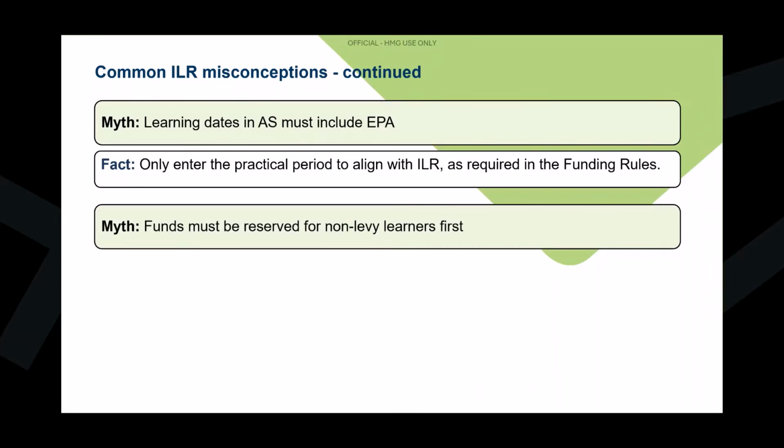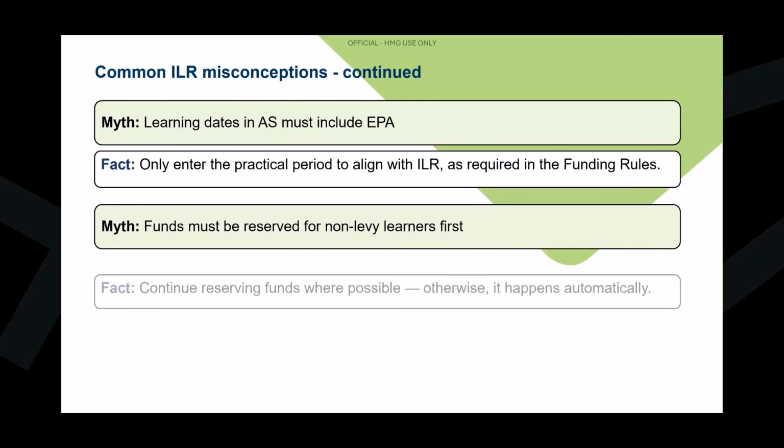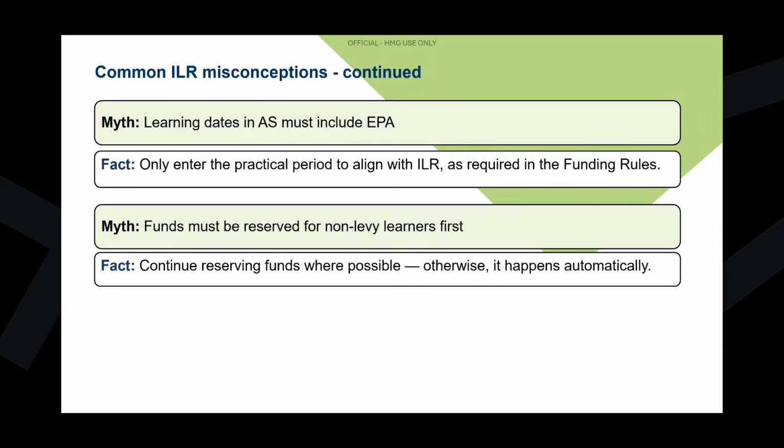We've also been queried about funds. They need to be reserved for non-levy learners first. That in fact is correct. So funds should continue to be reserved in advance where possible to ensure these are available for your learner. Otherwise, where the provider is adding the learners and funds haven't been reserved, it will be done automatically when the cohort is being created.